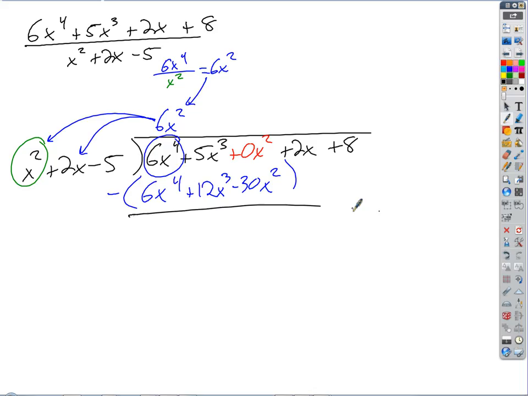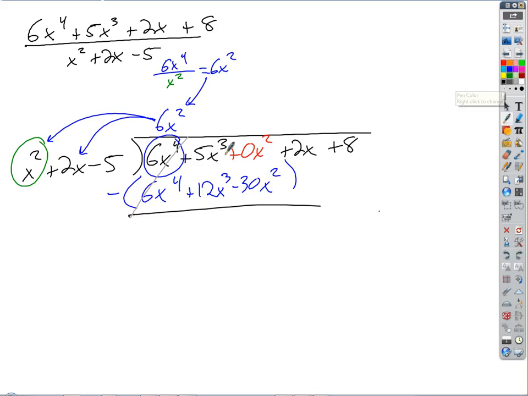Now you can see why those first terms needed to match up, because we want those to go away when we subtract, and they do, right? The 6x to the fourths cancel. And let's keep going. So what else do we get? So those cancel. 5x cubed.